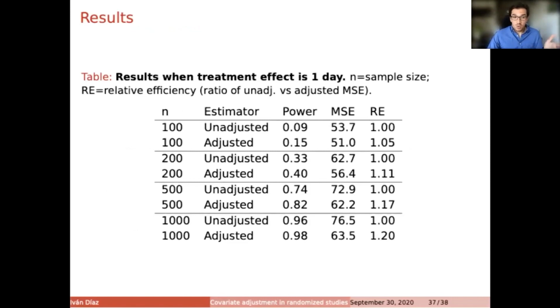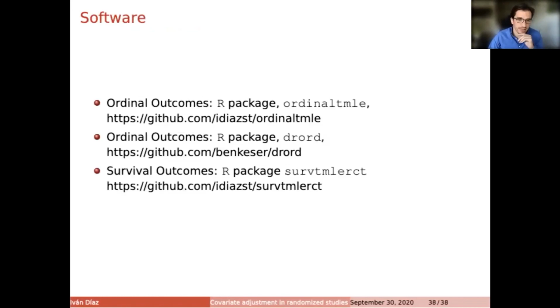So when the treatment effect is 1 day for these different sample sizes, we actually see efficiency gains of up to 20% for assessing efficacy of a treatment in COVID. So I think these are very powerful results, particularly now that so many COVID trials are being developed.